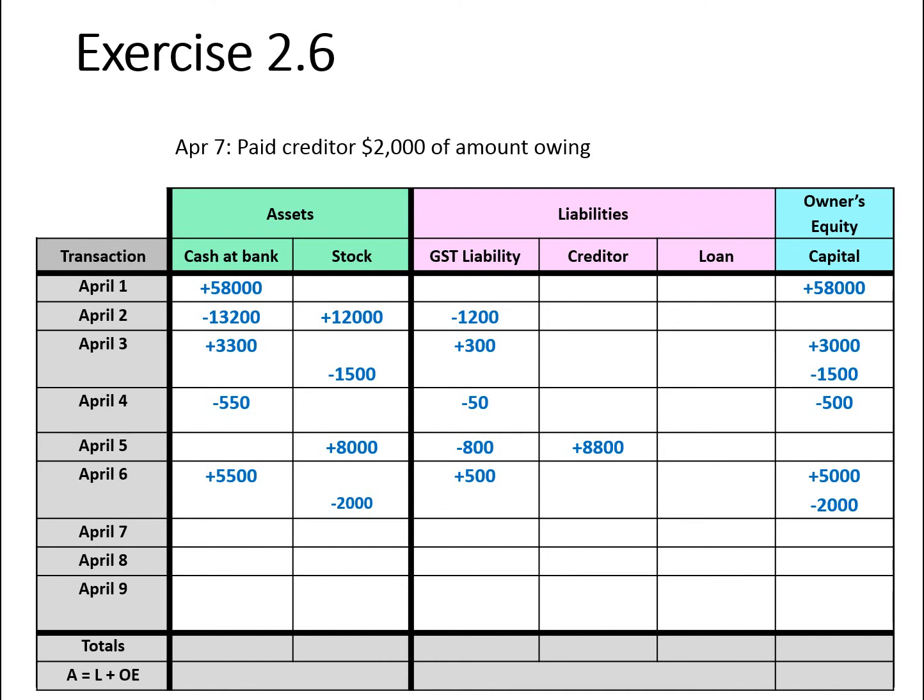On the 7th, we paid creditors $2,000 owing, so you can see here we owe a creditor $8,800, so we're going to decrease that amount by $2,000, and we've lost cash to do it, and creditors will go down by the same amount. On the 8th, we borrowed $5,000 from Easy Finance as a loan. So the business has more money, so cash goes up. Where does it come from? We've now got a liability called loan.